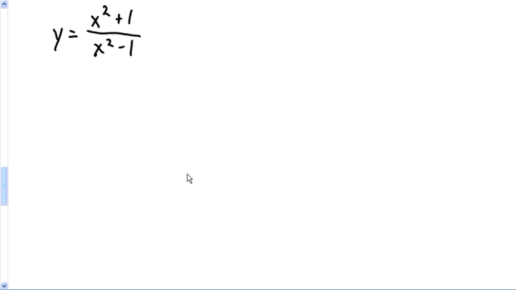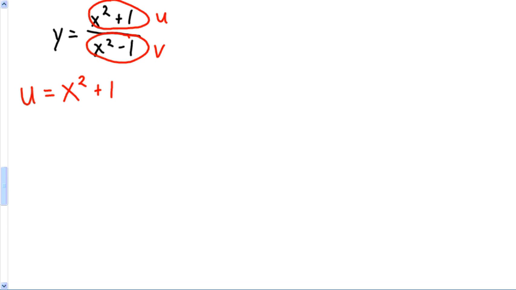What I do with this quotient rule is this. I'm going to make this top u, and I'm going to call this bottom function v. That gets me ready to do this. Just like when you're doing a product rule, the first thing I'm going to do is write u equals x squared plus 1. I'm going to take the derivative of that function, which would just be 2x. Now I'm going to do the same thing: function v is equal to x squared minus 1, and therefore v prime would just be 2x.